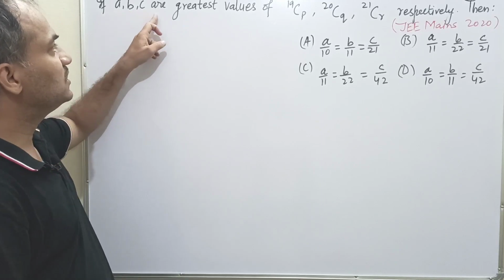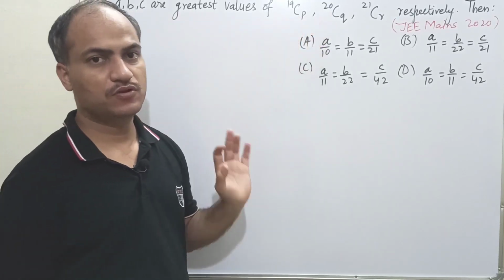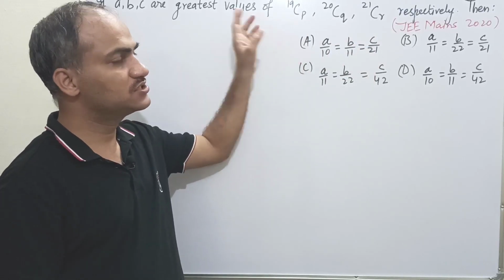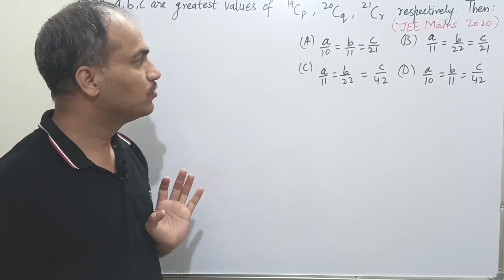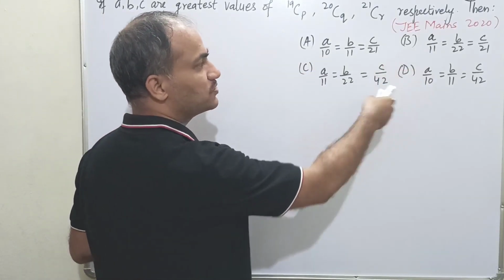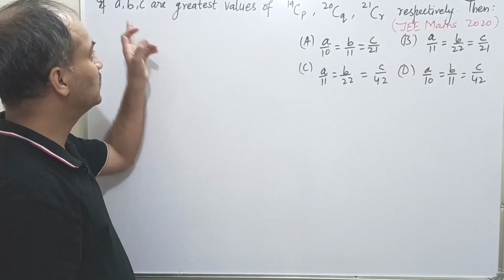In this question, A, B, C are the greatest values of these. These are the expression combinations, and from these combinations the greatest values are given to us. Here we have to find which option is correct, which relation is correct among A, B, C.